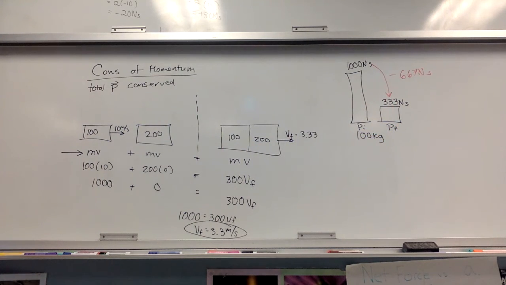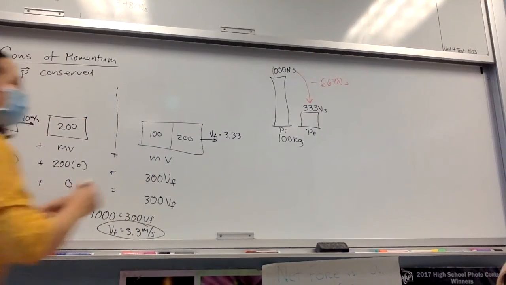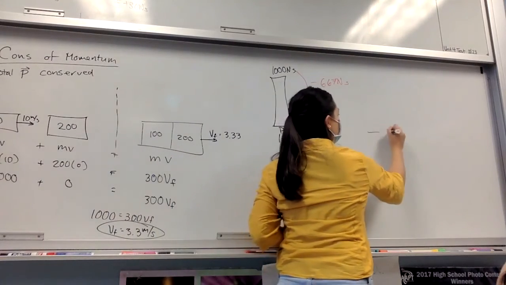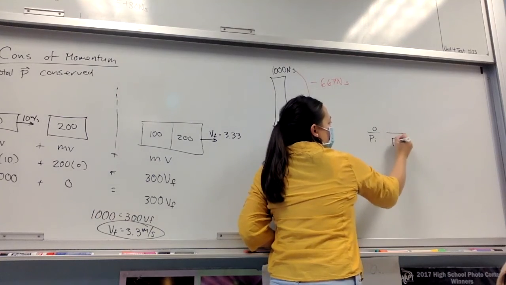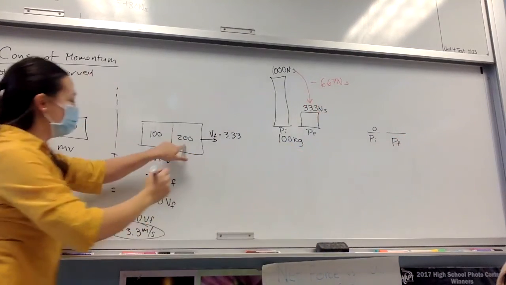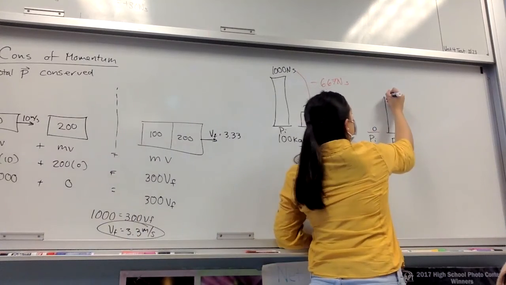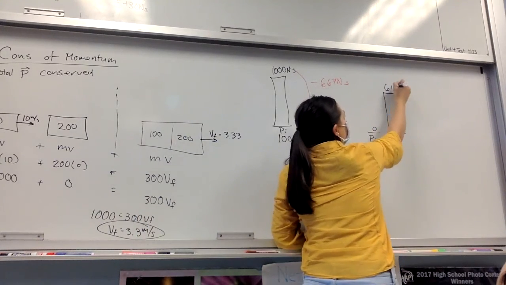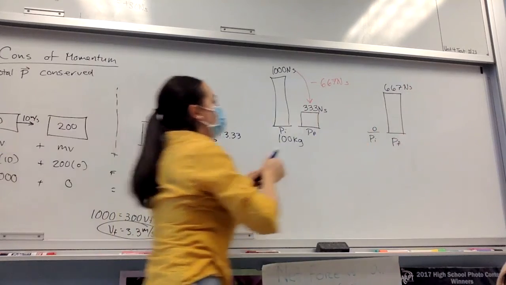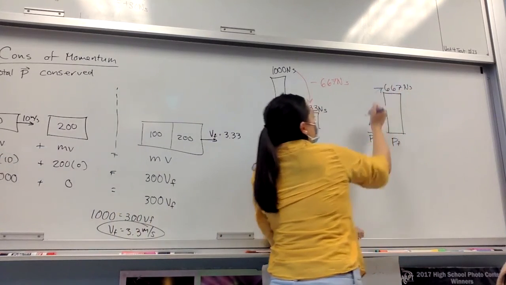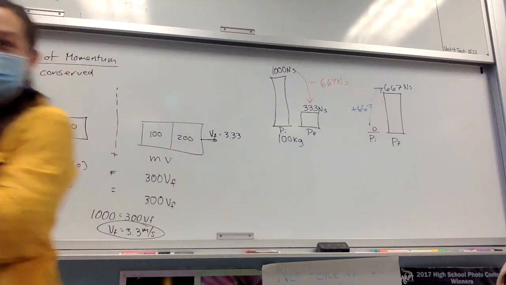And if you had to guess, that means the other object, the 200 kilogram object, has to gain momentum. Its momentum before was 0. And now it's a 200 kilogram mass moving at 3.3 meters per second. So it has gained momentum. Momentum is conserved because whichever lost momentum is picked up by the other object.